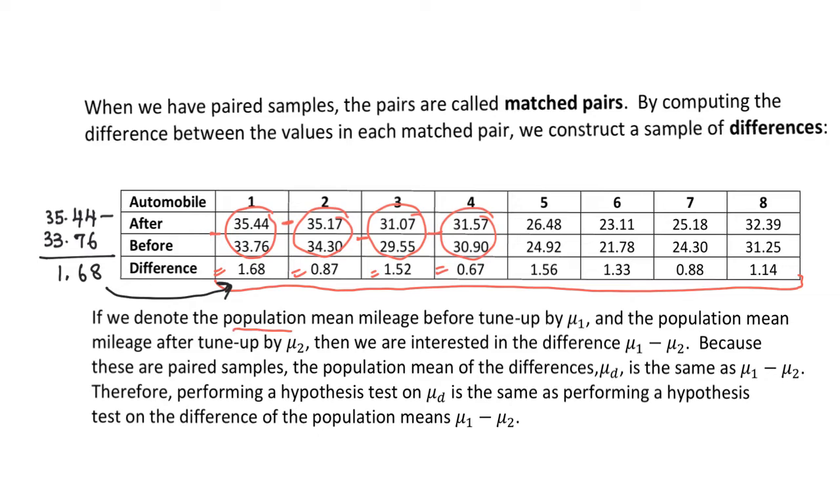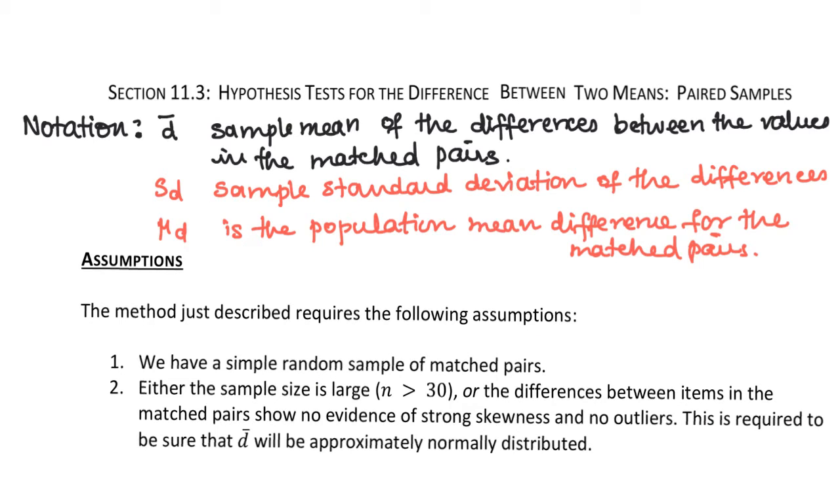If we denote the population mean mileage before tune-up by mu1 and the population mean after tune-up by mu2, then the difference mu1 minus mu2 we can denote by mu d. So performing the hypothesis test on mu d will be the same as performing the hypothesis test on the difference between the means. Let's look at the notation first.